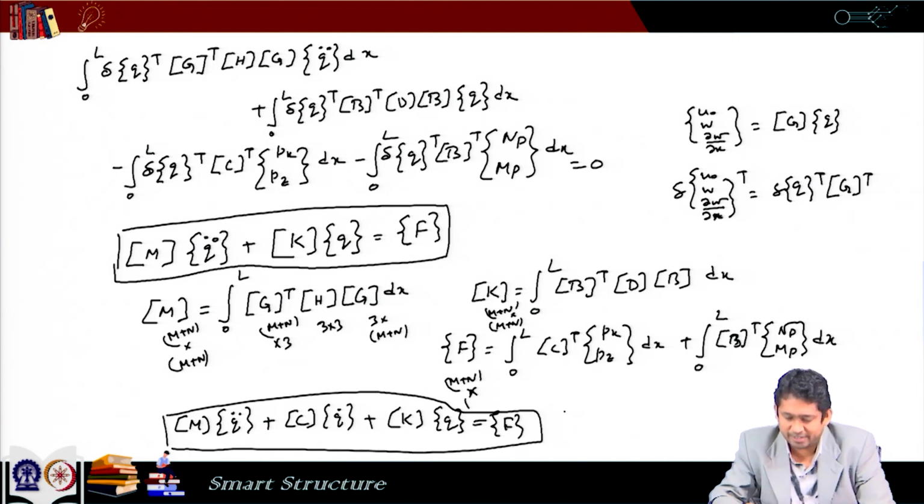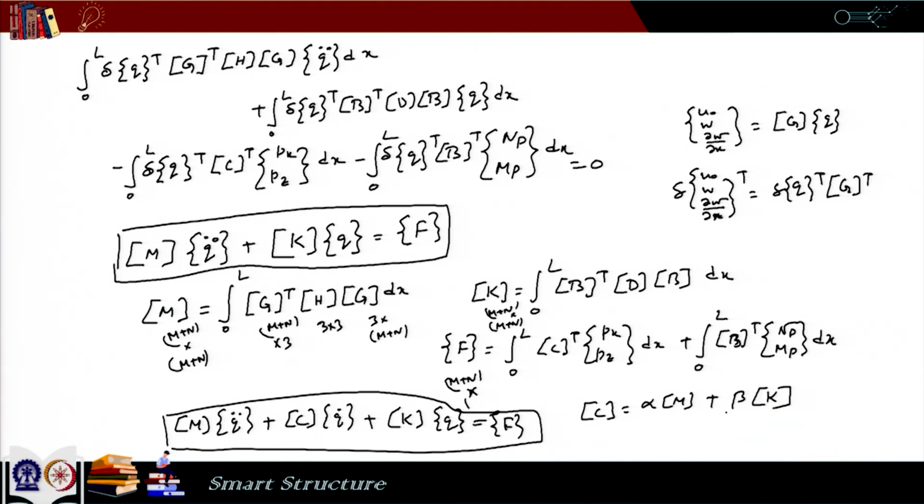A very common way of adding the damping is writing the damping matrix as a combination of the mass matrix and the stiffness matrix. Now, these alpha and beta factors can be found when the damping ratios are known, and this is called Rayleigh damping. So, it is artificially added damping, and then this entire combination of equations is solved and the solution is obtained.